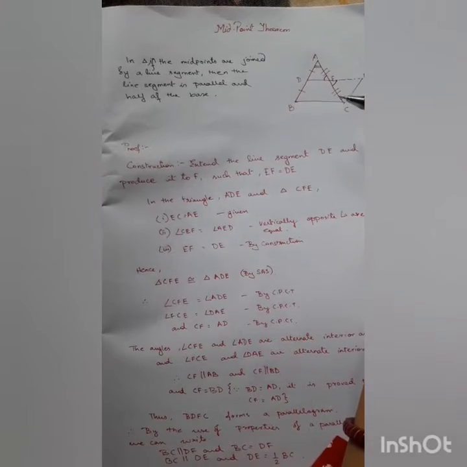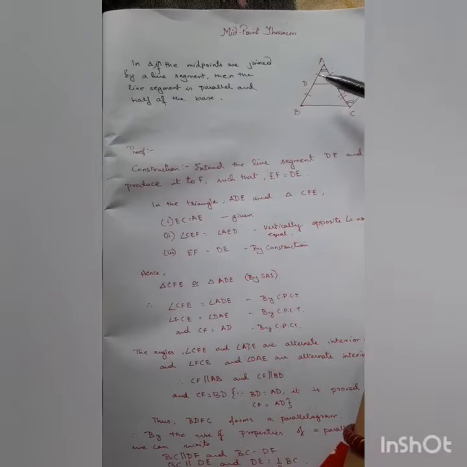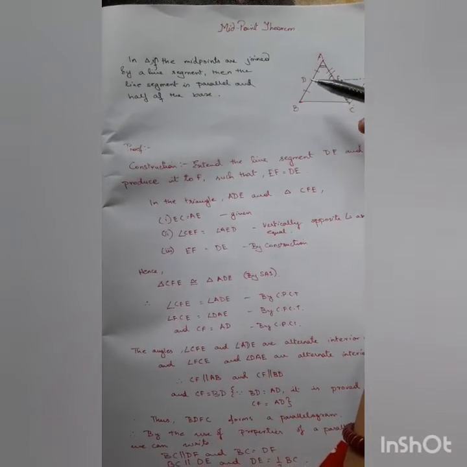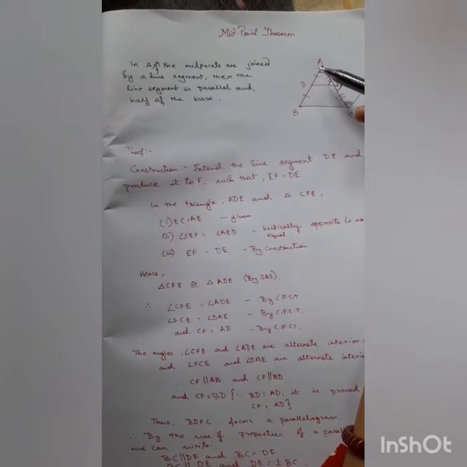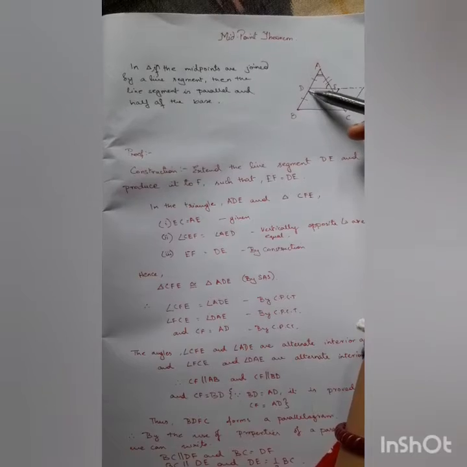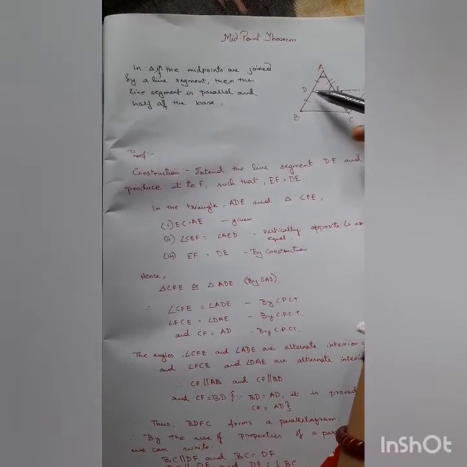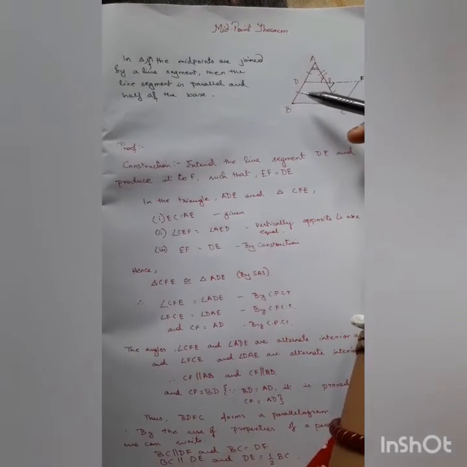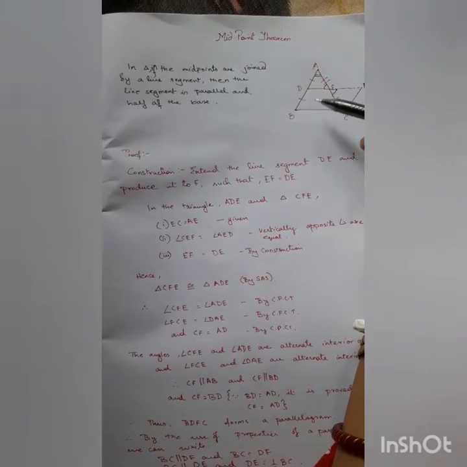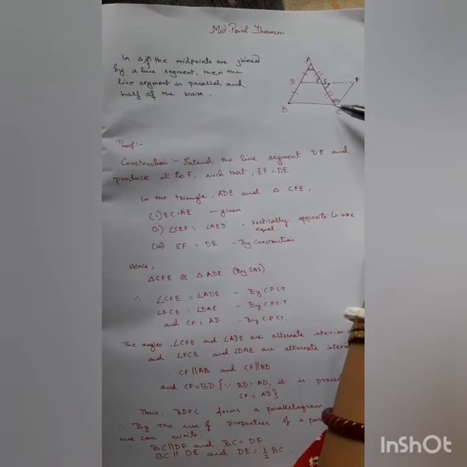Consider a triangle ABC. In a triangle, what is the midpoint of this side AB? D is the midpoint of AB. And what is the midpoint of AC? E is the midpoint of AC. If the midpoints are joined by a line segment, then this line segment is said to be parallel to the base and is equal to half of the base. This we need to show by midpoint theorem.